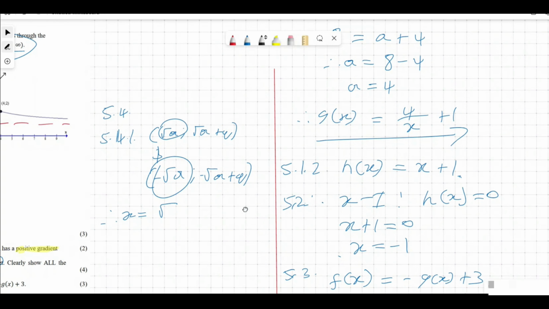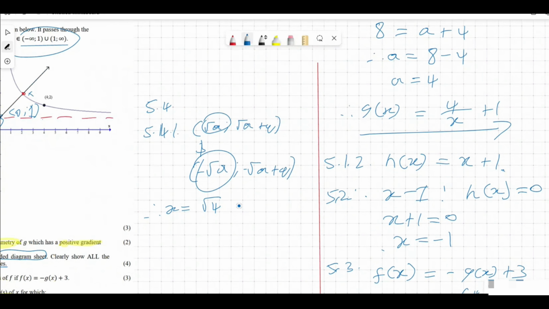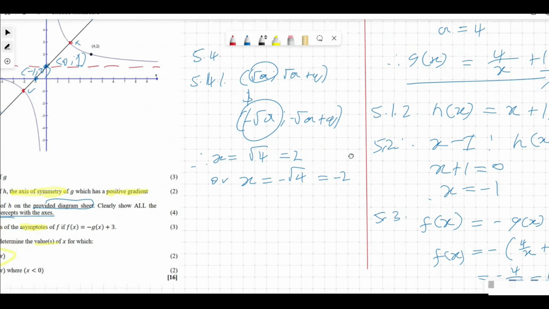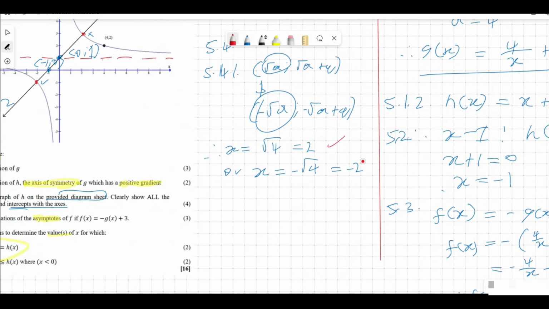So a is 4. So the square root of 4, the answer is 2. That is the value of x for the first one. For the other one, x is equal to what? Negative square root of a. What is a? A is 4, which gives negative 2. So we got the values of x, which is exactly what they are looking for. So 1 mark, 1 mark.